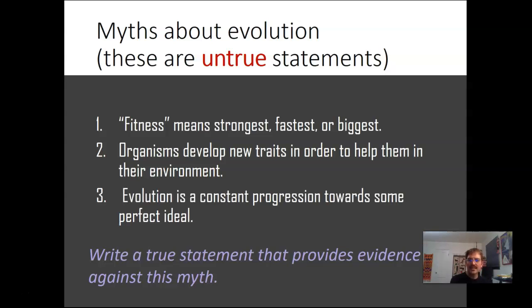Lastly, evolution is a constant progression towards some perfection. Evolution is random, and environmental situations change, what is helpful will also change. So there's no perfect goal for them to evolve to. It's just a random process that sometimes works and sometimes doesn't.